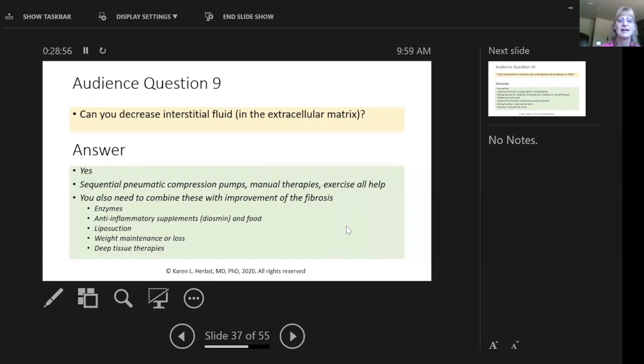Anti-inflammatory supplements like diosmin, liposuction can help. But I will warn you that one of the main side effects of liposuction is fibrosis. So you really want to be working with a manual therapist or know yourself how to treat your tissue after the liposuction to reduce the accumulation of that fibrotic tissue. I think maintaining weight is super important, or being able to lose weight is great. And then deep tissue therapies of all kinds.